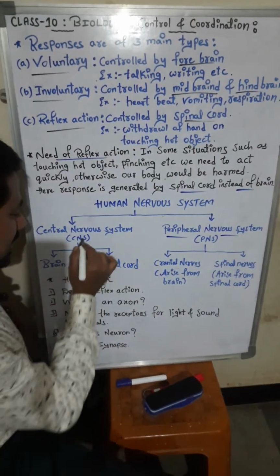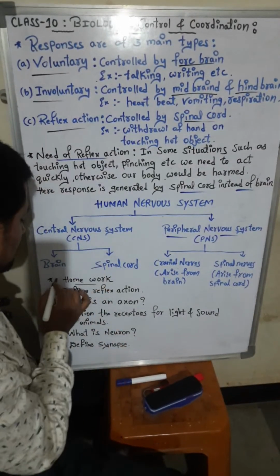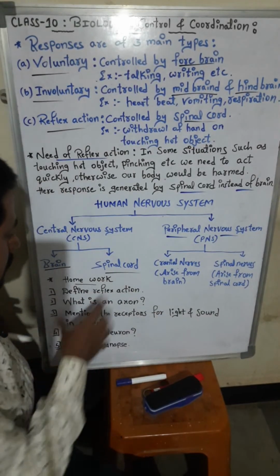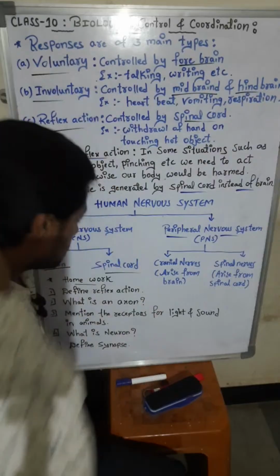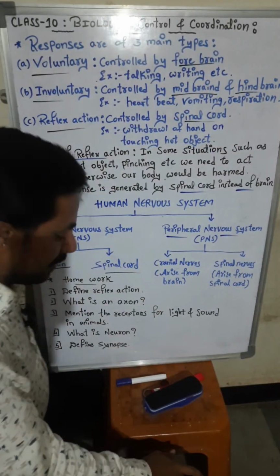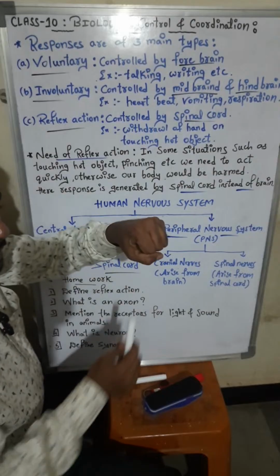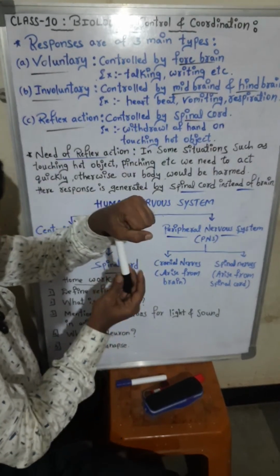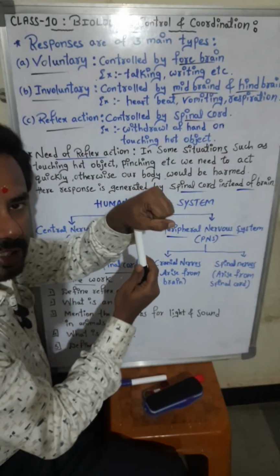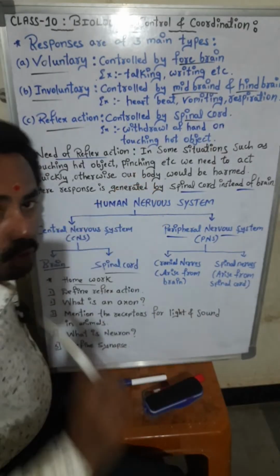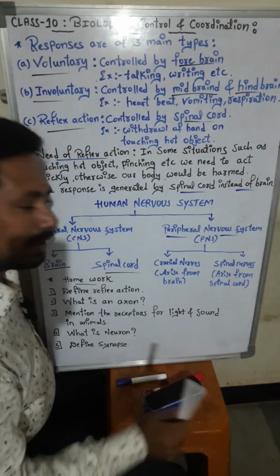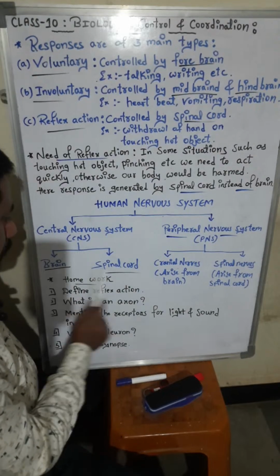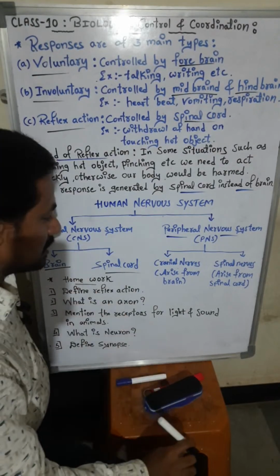In the CNS, the central nervous system, the brain and spinal cord will be there, students. So this is the brain. From the brain's end, there is a continuous thread-like structure which comes down to our backbone, and that is called the spinal cord, students. So brain and spinal cord come under the central nervous system.